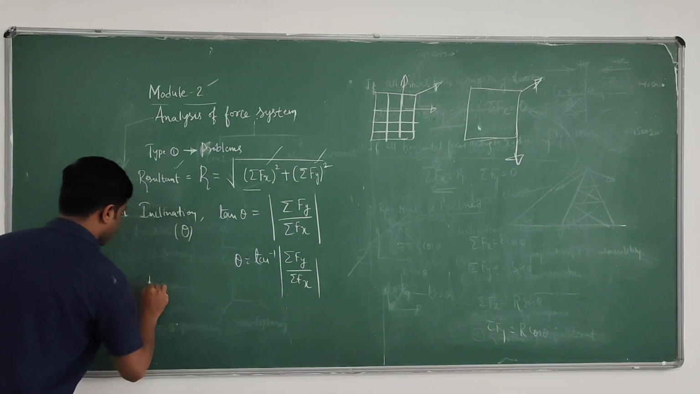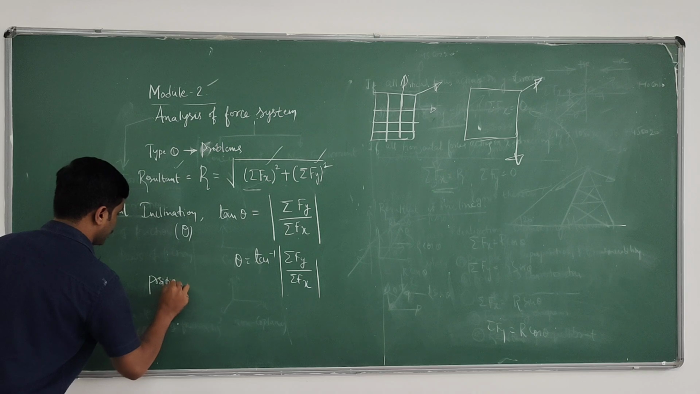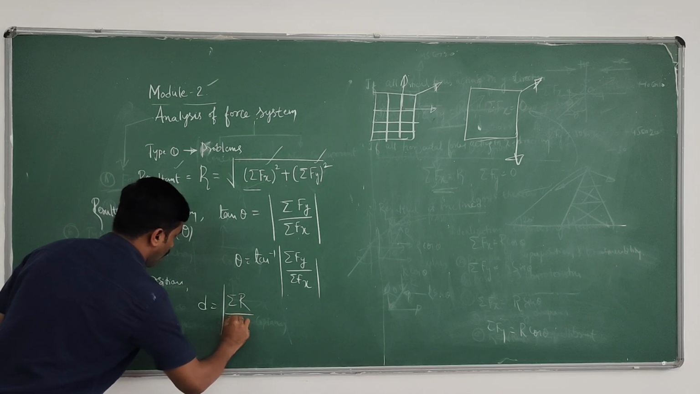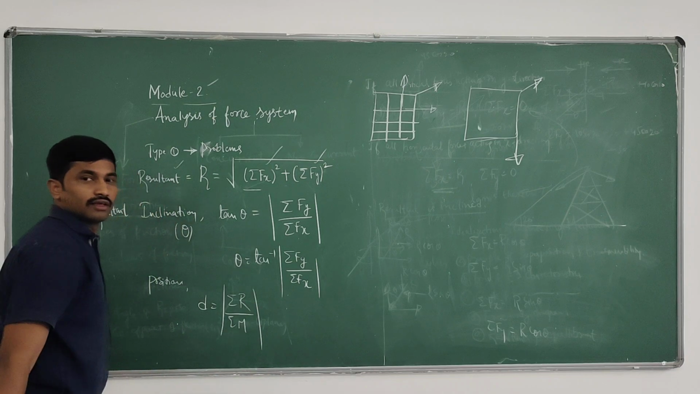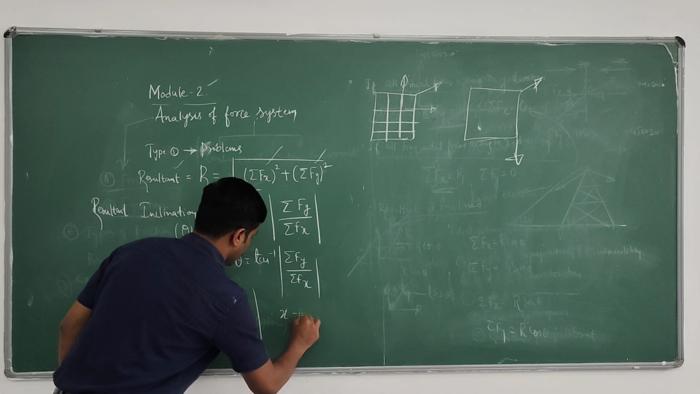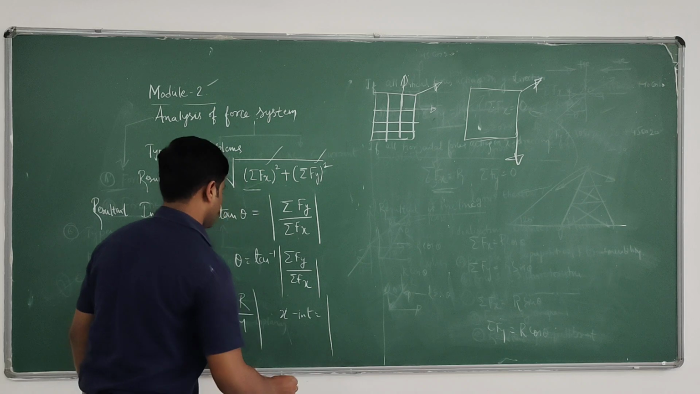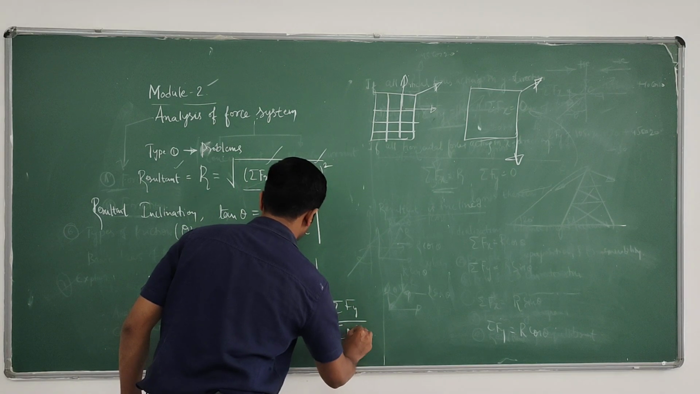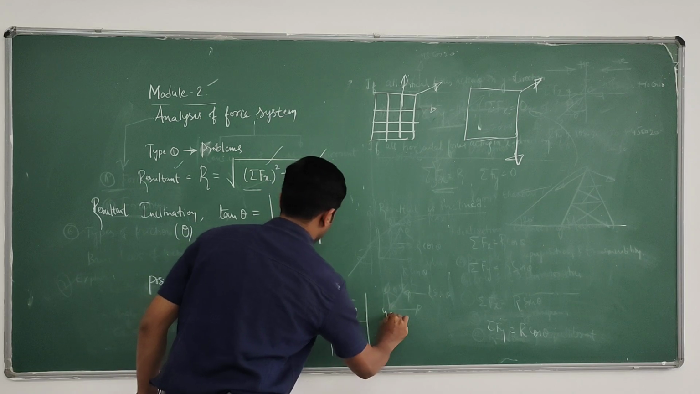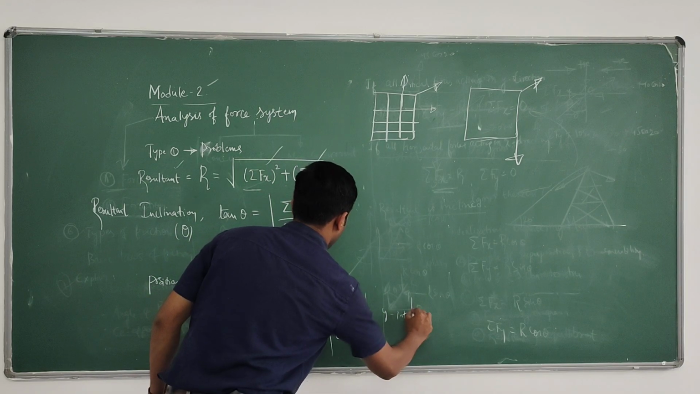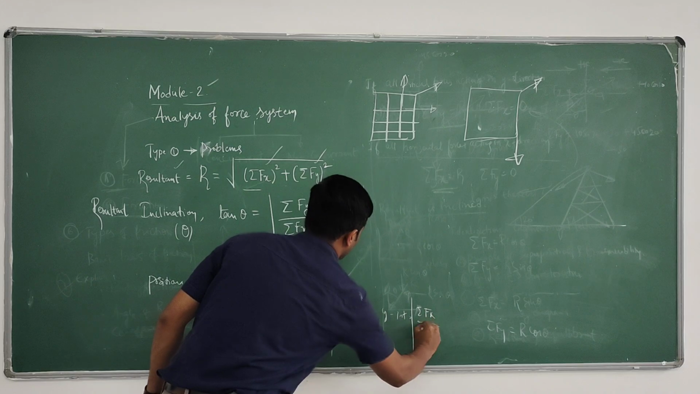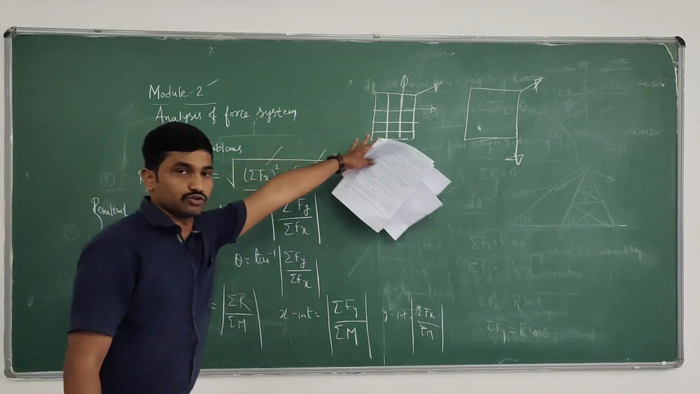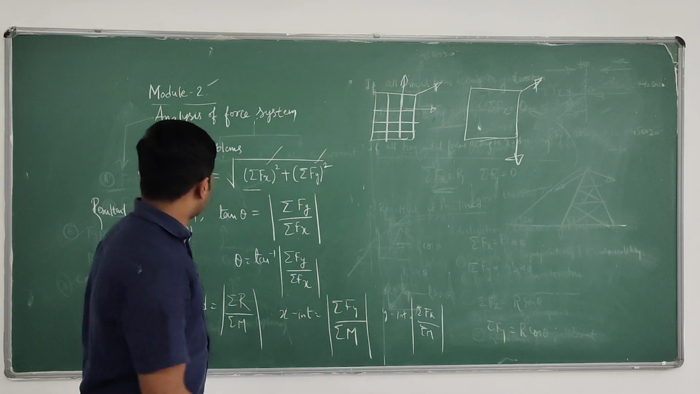You are getting one more important concept along with this. B equals magnitude of sigma R by sigma M. X intercept equals sigma Fy by sigma M. Y intercept is sigma Fx by sigma M at a particular point. These are all the equations you have to remember in addition to solving this problem. So these are another type.